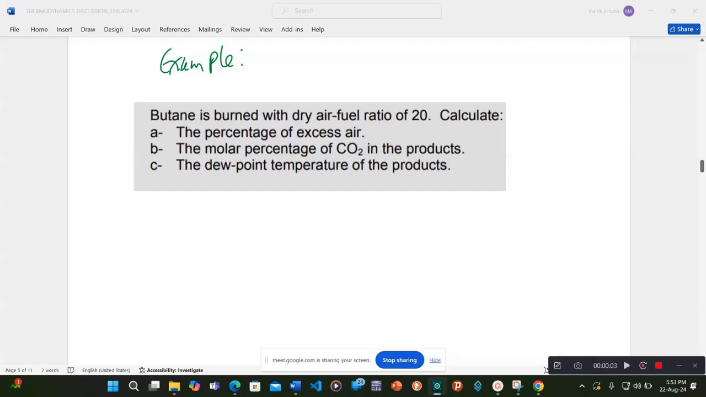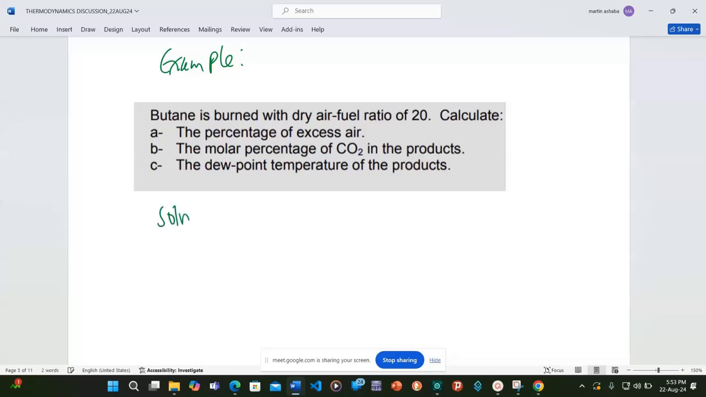So let's proceed. We are saying butane is burned with a dry air fuel ratio of 20. Then calculate the percentage of excess air, the molar percentage of carbon dioxide in the products, and then probably, if time allows, we shall look at the dew point temperature of the products. Now, what we do at the very first stage is to write the chemical equation.